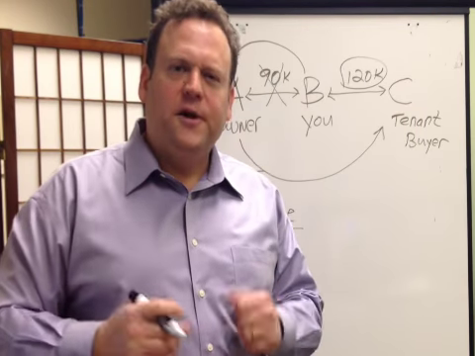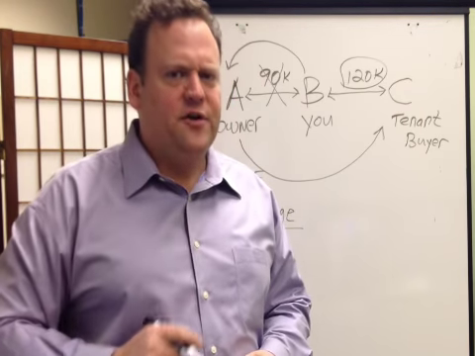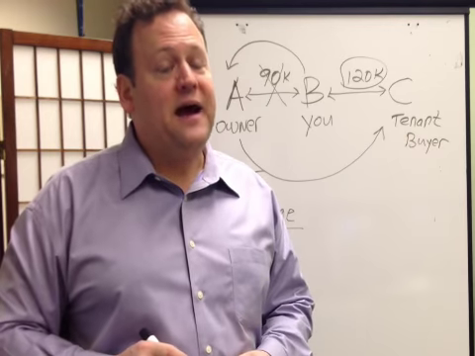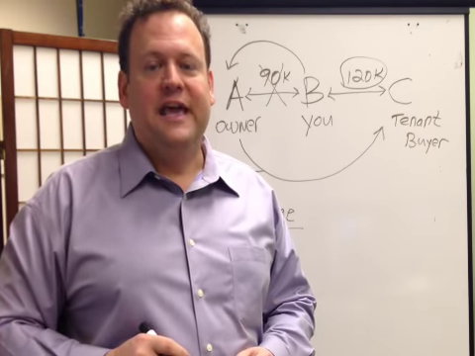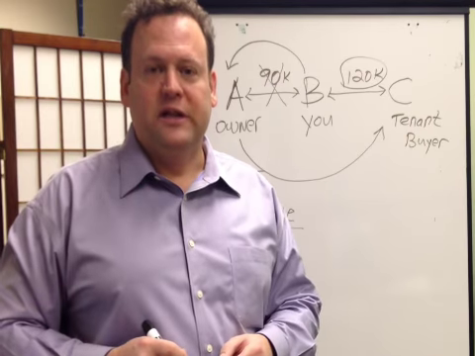Well, what if A gets greedy and sees, wait a minute, you're going to make 30 grand? Well, you're right. You might have to cut A in for 5 or 10 grand of that net profit in order to get him to play ball if he really resists.